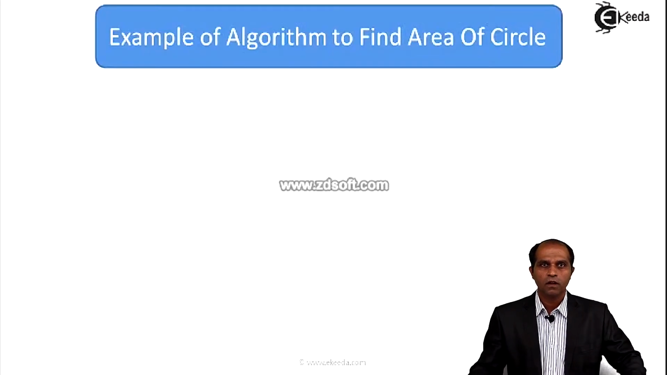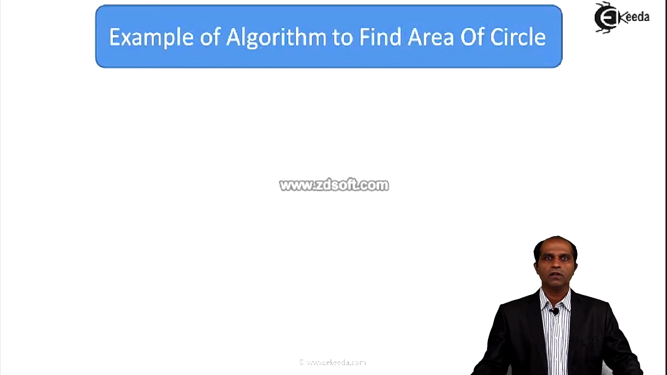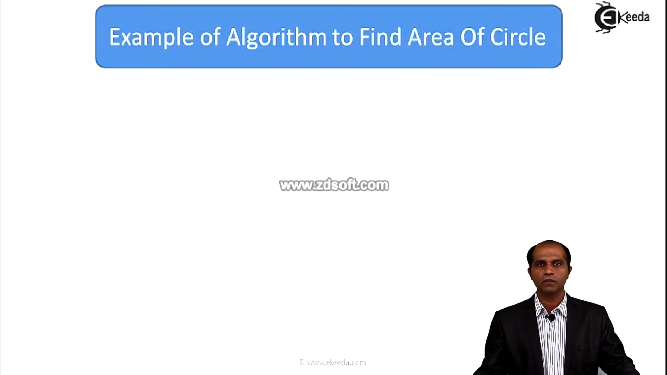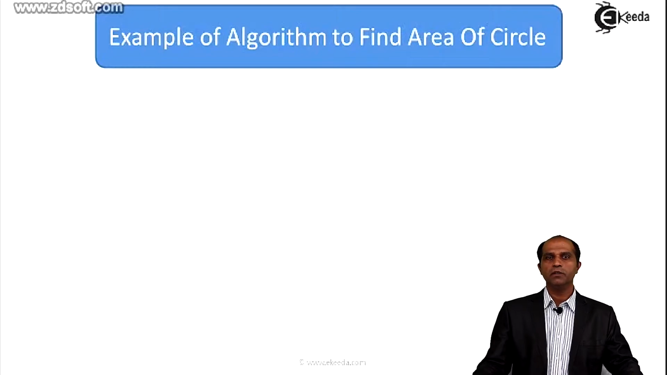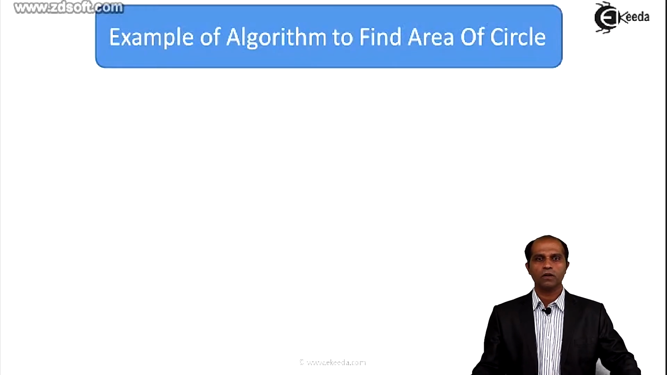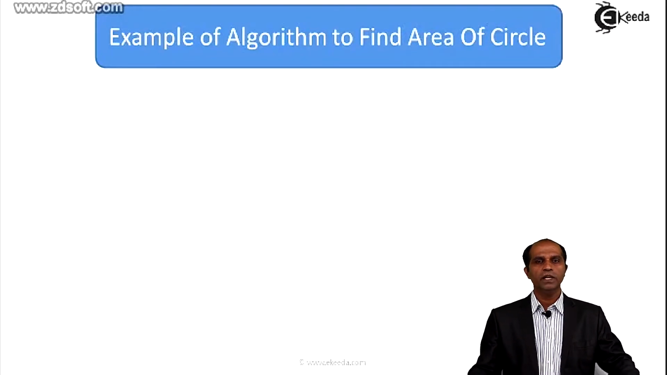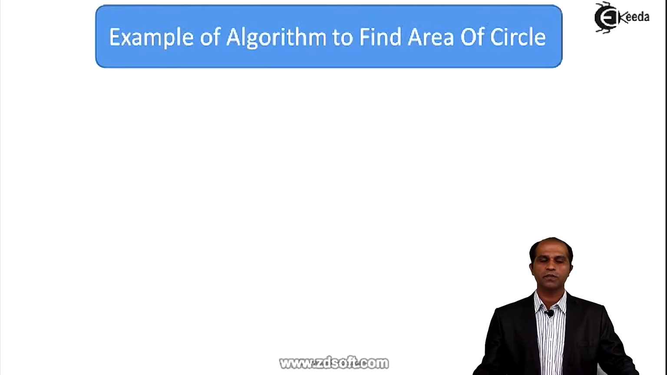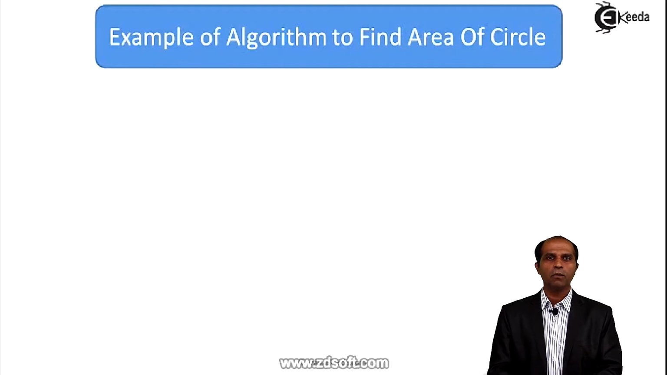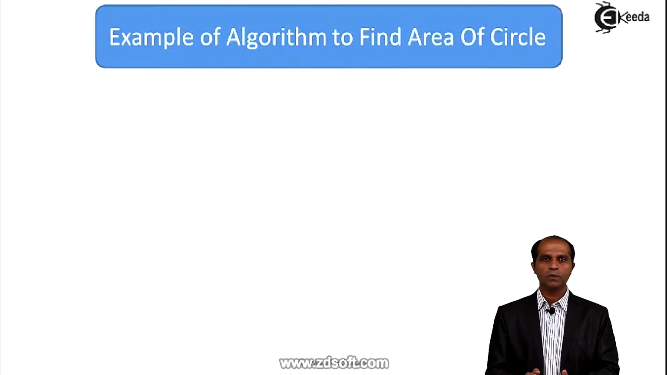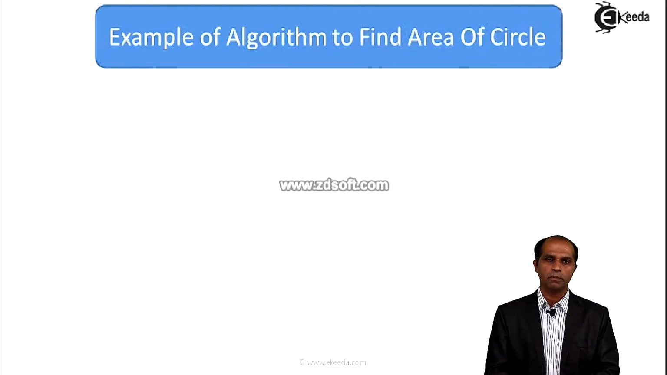Hello friends, we'll see an example of writing an algorithm for a simple problem statement: find area of circle. Now if I ask you to create a problem definition for this, we say that it should contain input, processing part and output. For area of circle, we need an input quantity, that is radius of the circle. For calculating purpose, we need a formula called pi r square. For displaying the output, we need an area which is supposed to be displayed with some appropriate message.